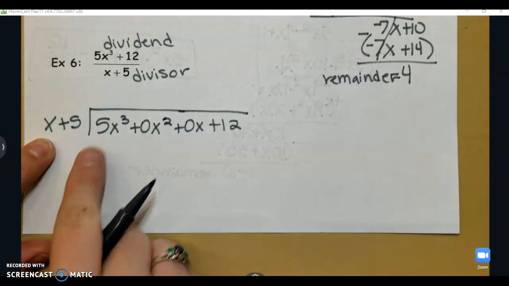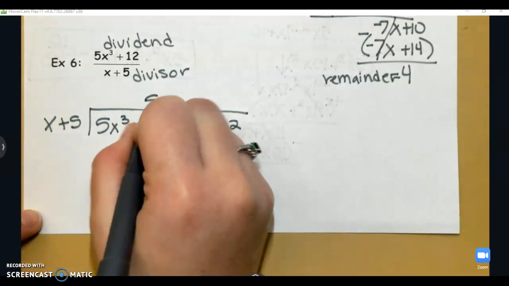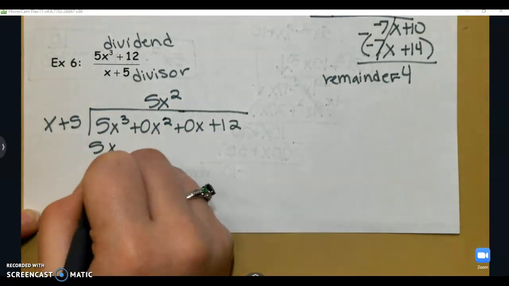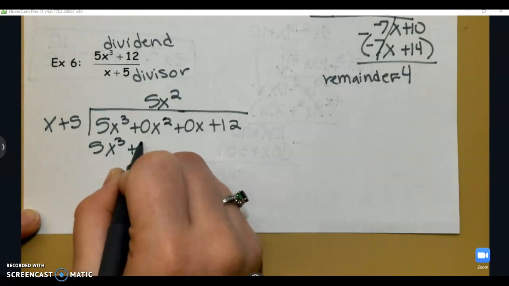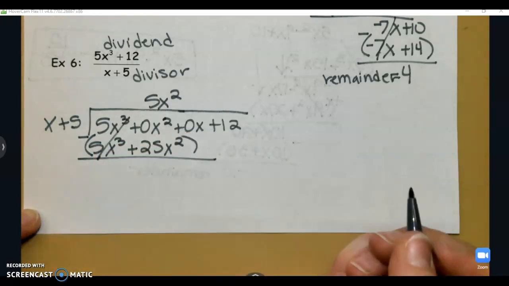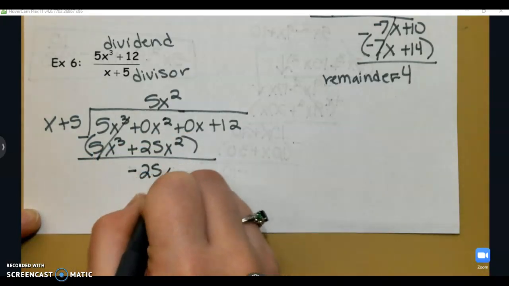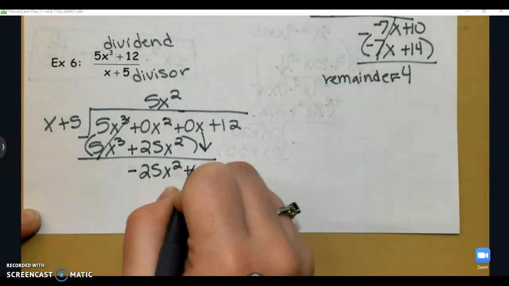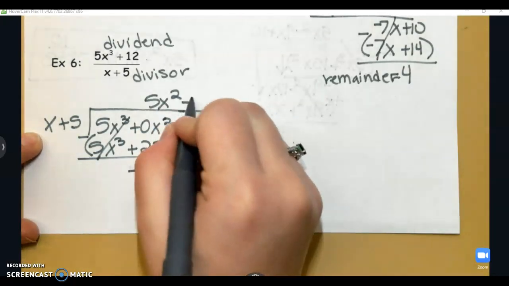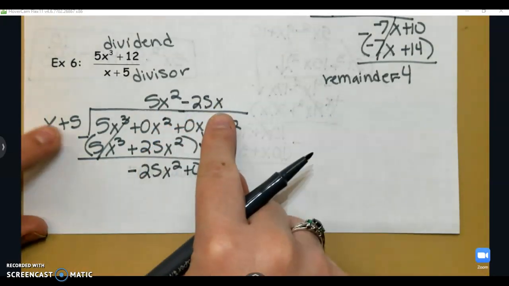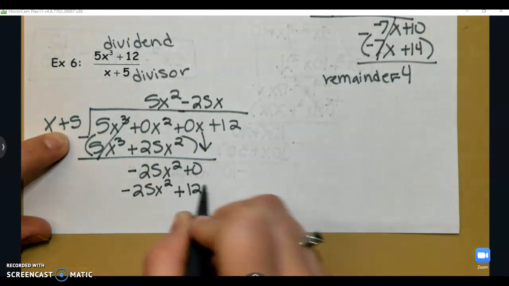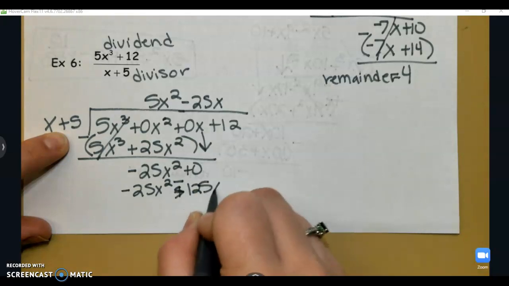So what do I need to multiply x by to get 5x cubed? That would be 5x squared. Going to multiply that on the x and the 5. And subtract. So our 5x squareds cancel, and we end up with minus 25x squared. Bring down the 0. What do I need to multiply x by to get negative 25x squared? Well, that would be minus 25x. Again, multiply on both. And that should be minus 125x.